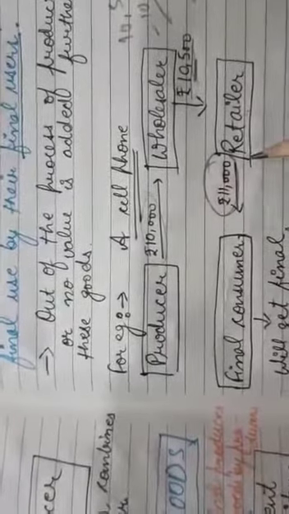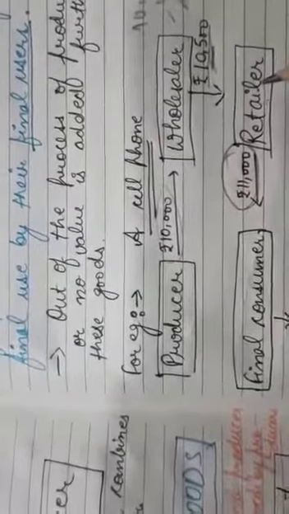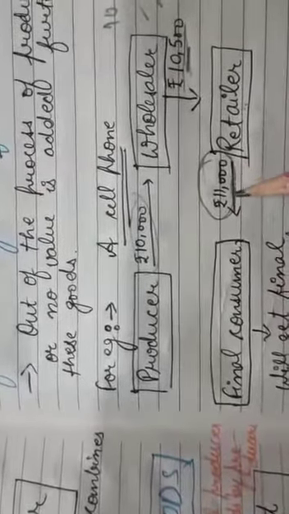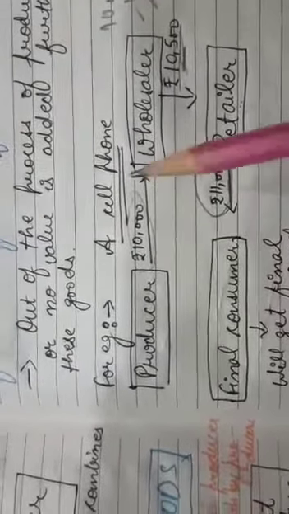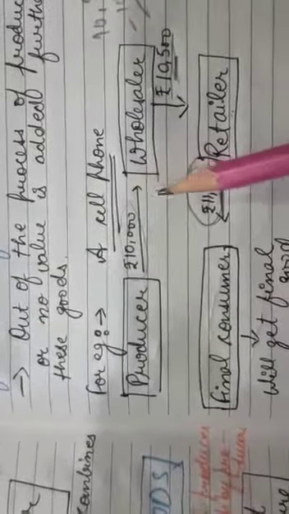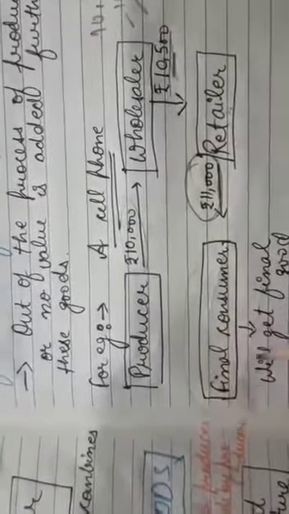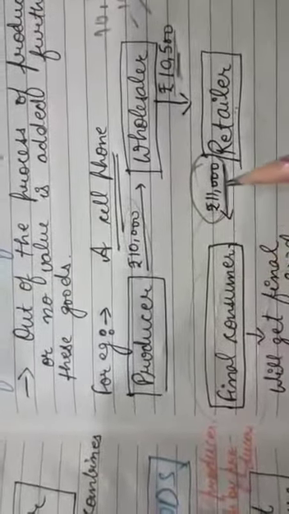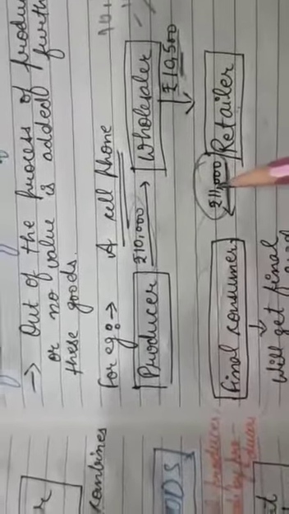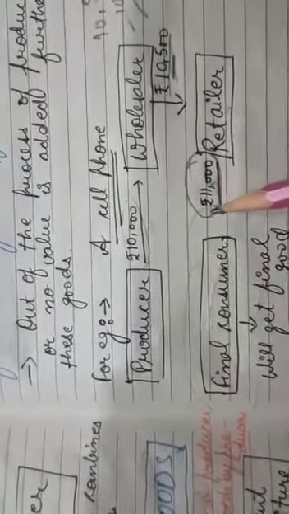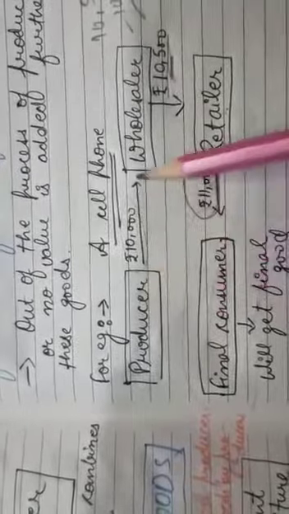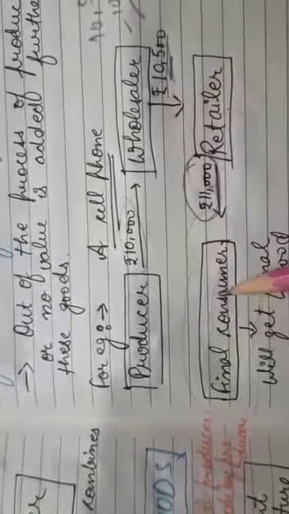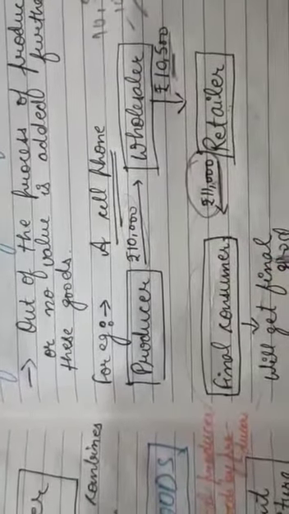Now how much value ultimately does the final consumer have to pay for that cell phone? It is rupees 11,000. So we can say that the cell phone was a final good for the final consumer because the final consumer will not be able to add more value to this 11,000. So when a particular commodity passes the whole process of production and ultimately reaches the final consumer, that good is known as the final good.